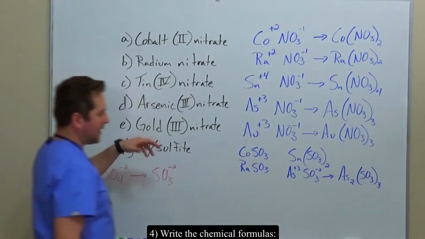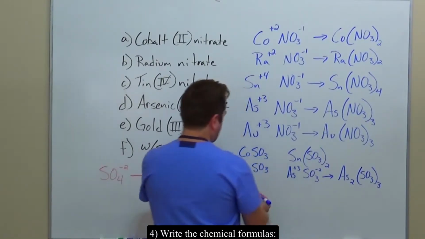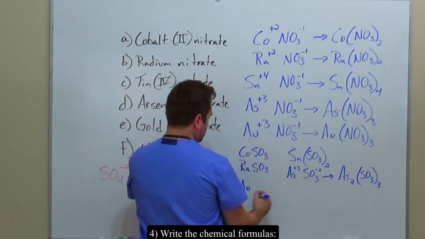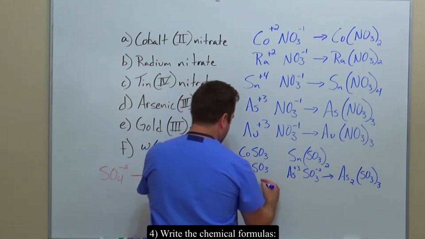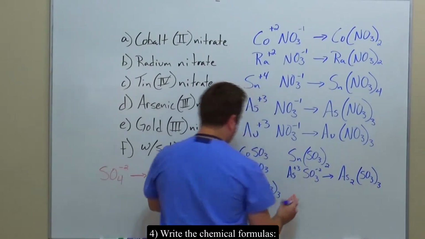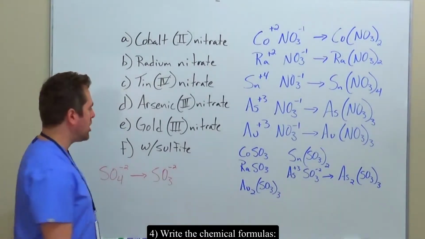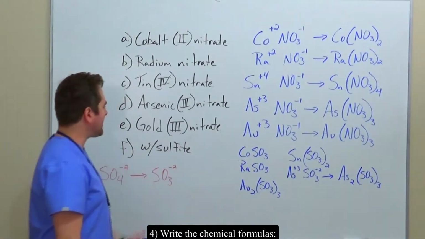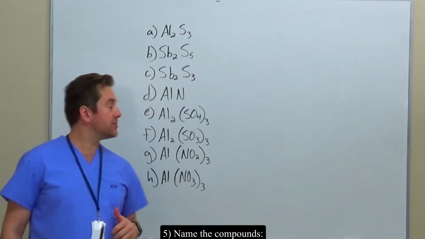All right, gold 3, exact same story. I'll just go for it. Since it has a +3 charge, we're going to have 2 of those to equal an overall +6. And then our sulfite, we're going to need 3 of those to yield an overall -6 charge to neutralize the gold. And that's it. That's the process.